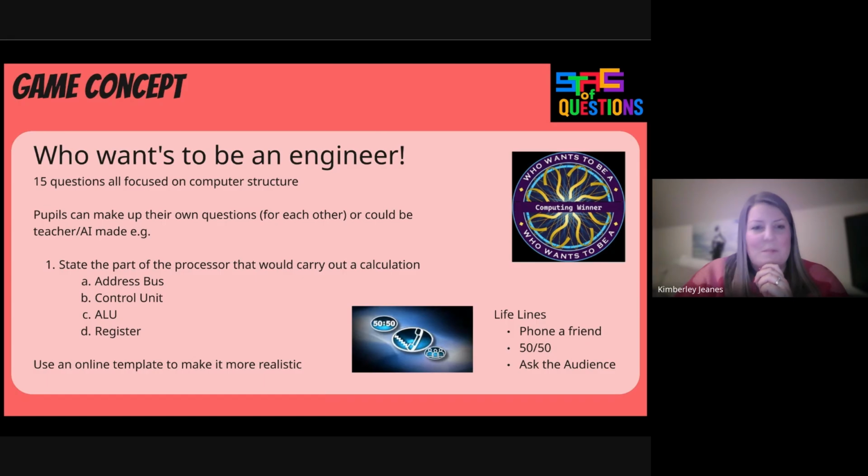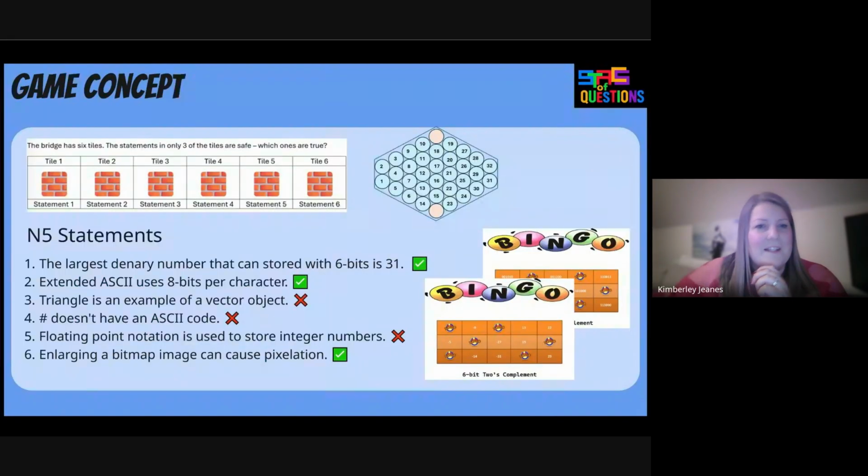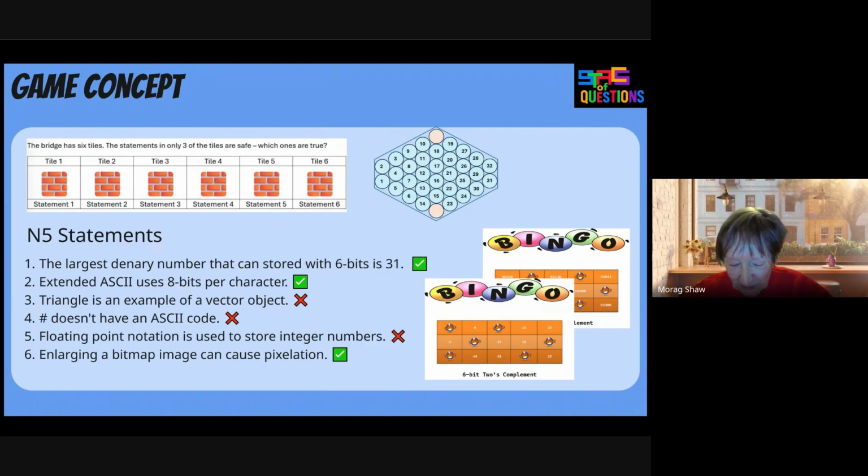Fantastic. Okay, let's head over to the blue team, Morag, and see what your idea is. I took inspiration from something we did last year when we did the formative assessment for web. So I've built a bridge of lies on N5 statements. Now you could expand it and do a full bridge of lies with 32 questions, getting increasingly difficult. I guess you would probably want to do that one in teams though. I've just done a mini one with 6 statements. Only 3 tiles in the bridge are safe. Which ones are they? The statements are all N5 statements, 3 false, 3 true, and they've got to identify them.